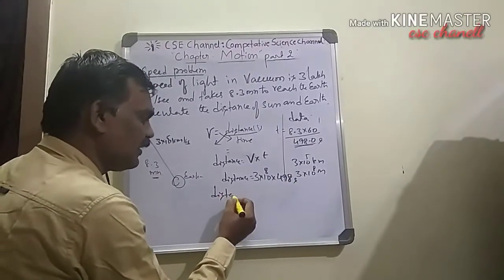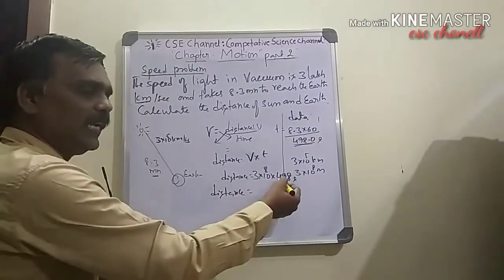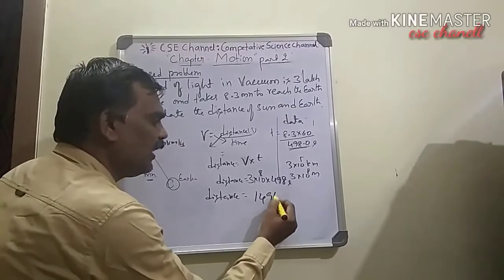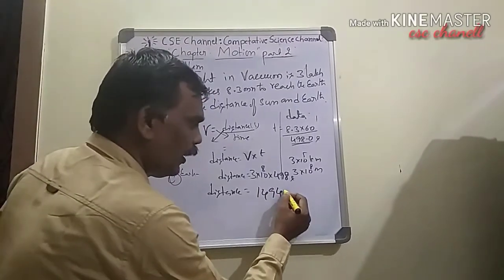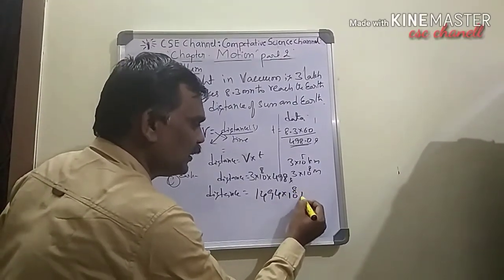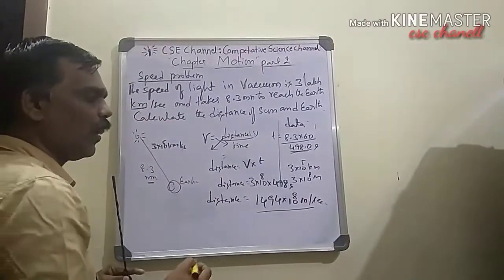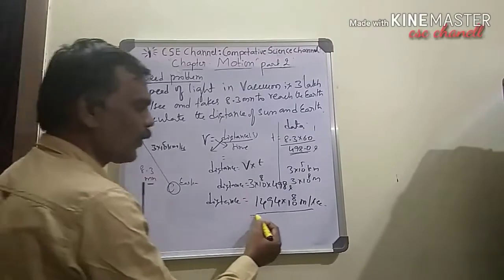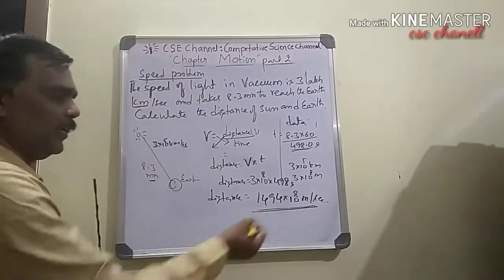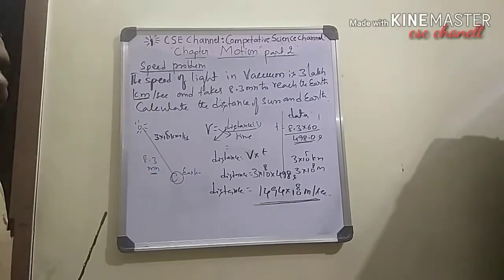So distance is equal to, when you calculate there, 1494 into 10 to the power 8 meter, or we got approximately 150 million kilometer.